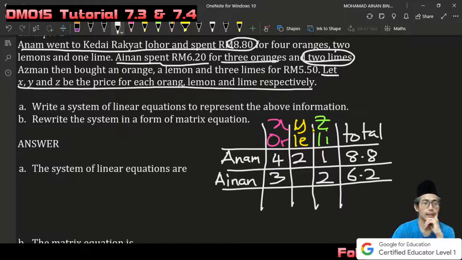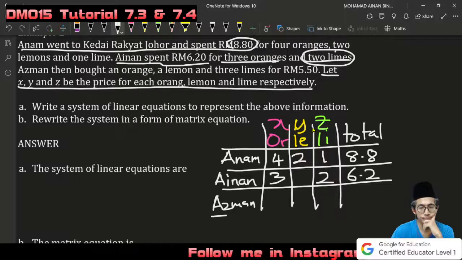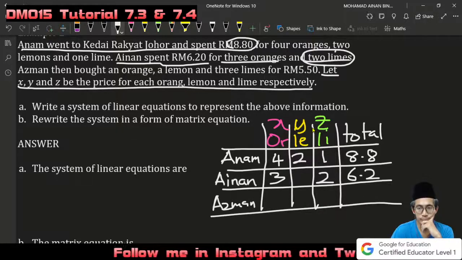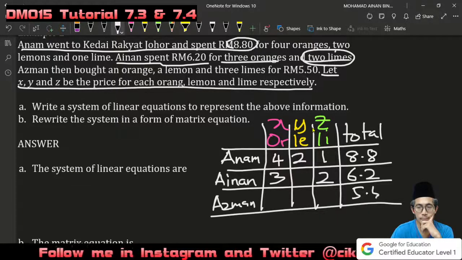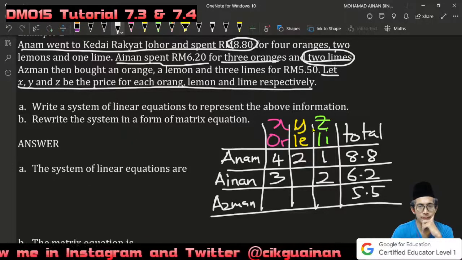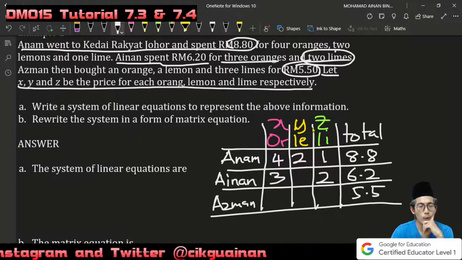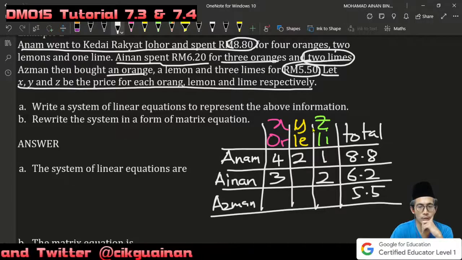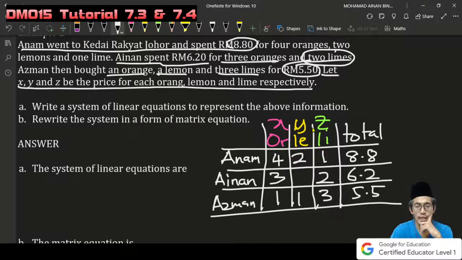Okay, now the last one, Azman. Azman spent RM5.50. What did he buy? He bought 1 orange, 1 lemon, 3 limes. Now, what happens to this empty box? We can put zero.